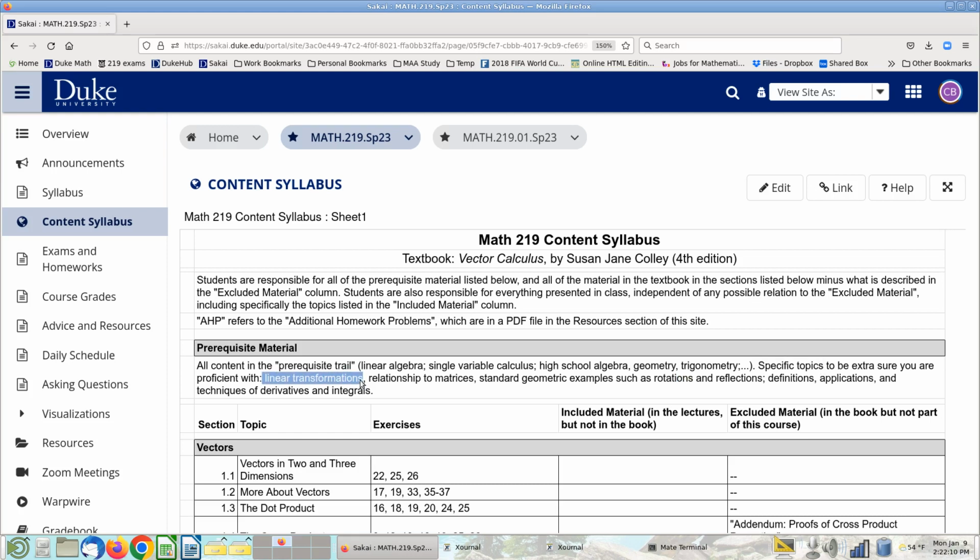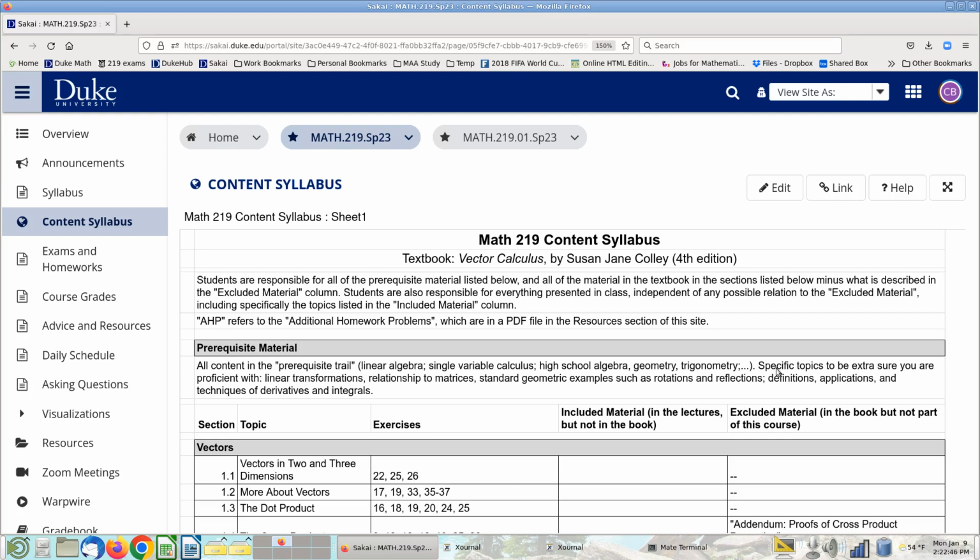So linear transformations, how those relate to matrices, what I'm going to call standard geometric examples, such as rotations and reflections. How does one write down the matrix representing, for example, a rotation in 3 space around the x-axis by a certain angle? It'd be a good idea to make sure that you can do that. Okay, and if you have trouble, if you're not sure how to do that sort of thing, then that'd be a great thing to come and ask in office hours.